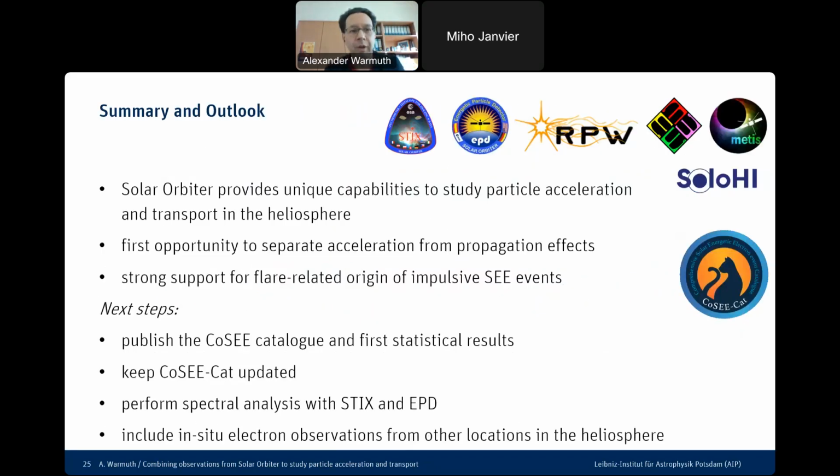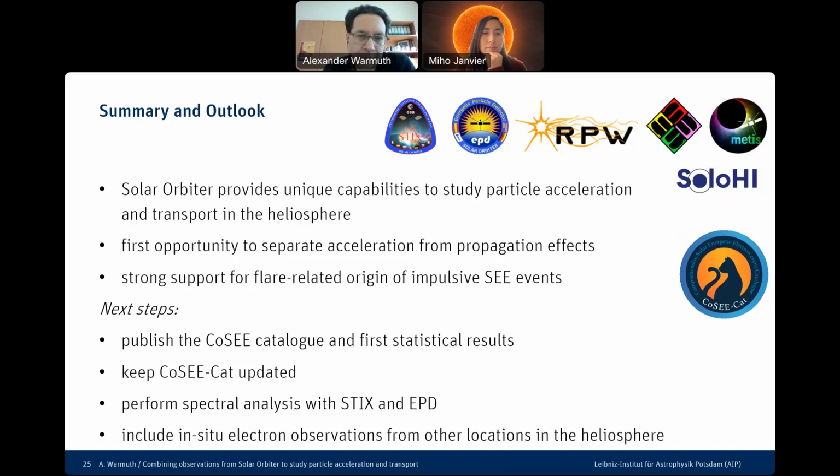So as a summary, I hope I could show you that Solar Orbiter really provides us with unique capabilities, particularly to study particle acceleration and transport in the heliosphere. It gives us the first opportunity to separate acceleration from propagation effects, as I've just shown. And one of the results of this first statistical analysis is that we really see strong support for the flare-related origin of impulsive solar energetic electron events.